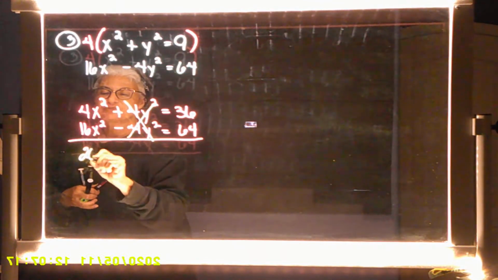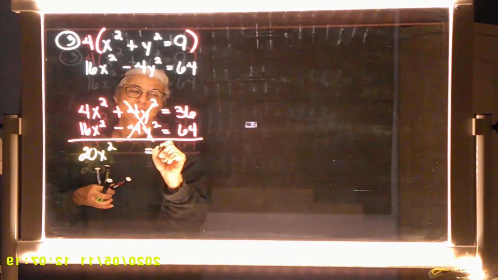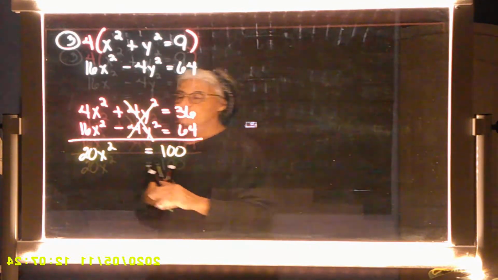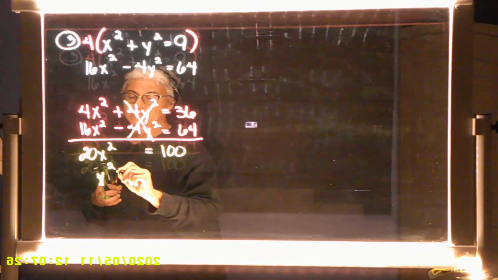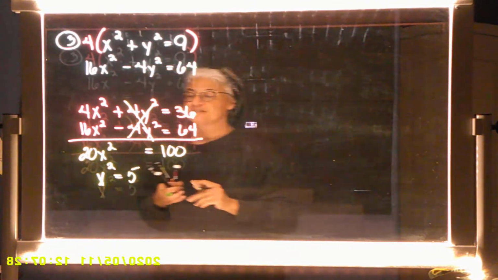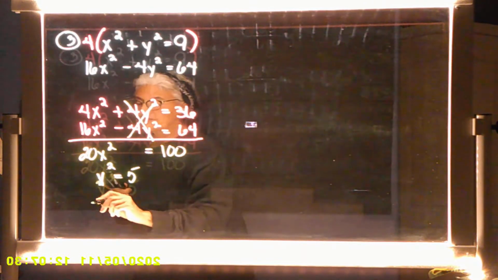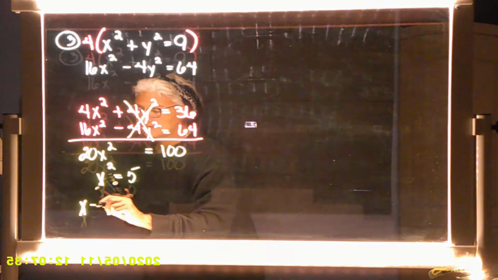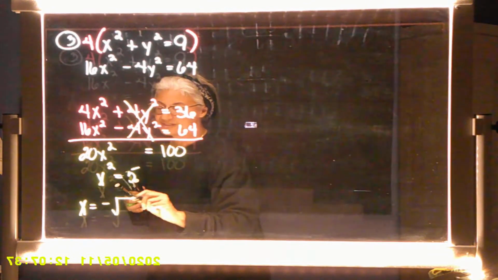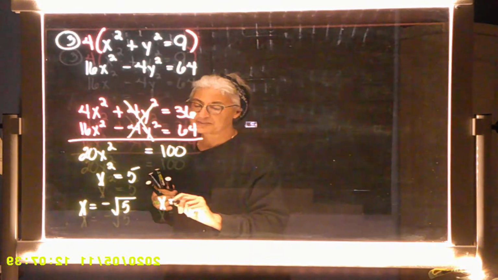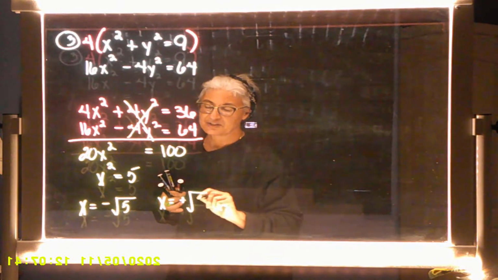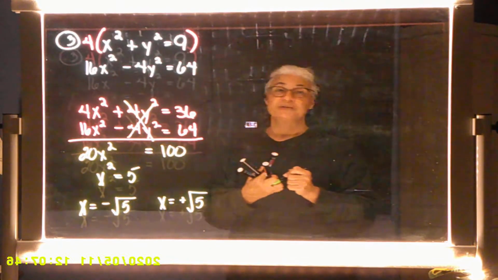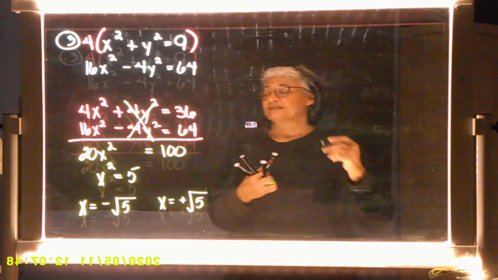So it looks like I have 20x squared equaling 100. Okay, so keep up with me on your algebra. Divide both sides, right? That's 5, isn't it? And I got to take the square root, don't I? Oh, lovely. It looks like I have 2 answers. One is a negative square root of 5 and the other one is a positive square root of 5. Well, so be it. If that's the way it is, that's the way it is.